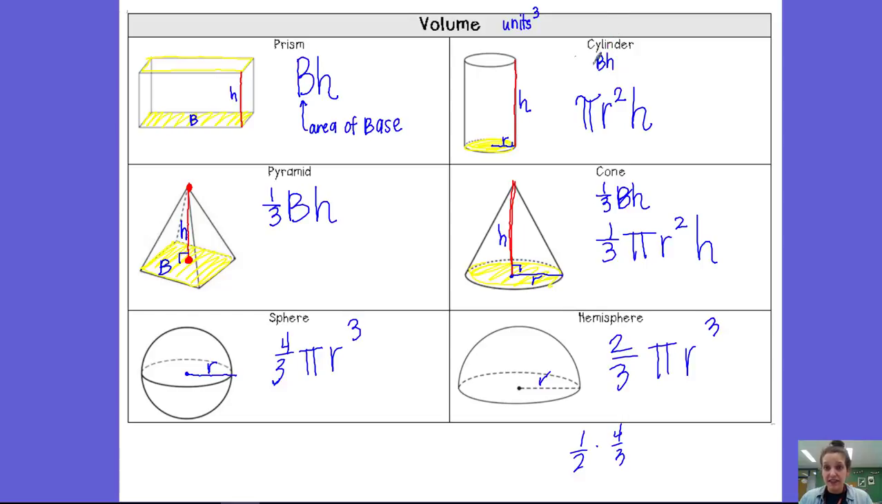So the formula for a cylinder is the same thing. The area of the base times the height. Well, a cylinder just has a specific shape for its base. It's a circle. The area of a circle is pi r squared. So the area of the base is pi r squared times the height.